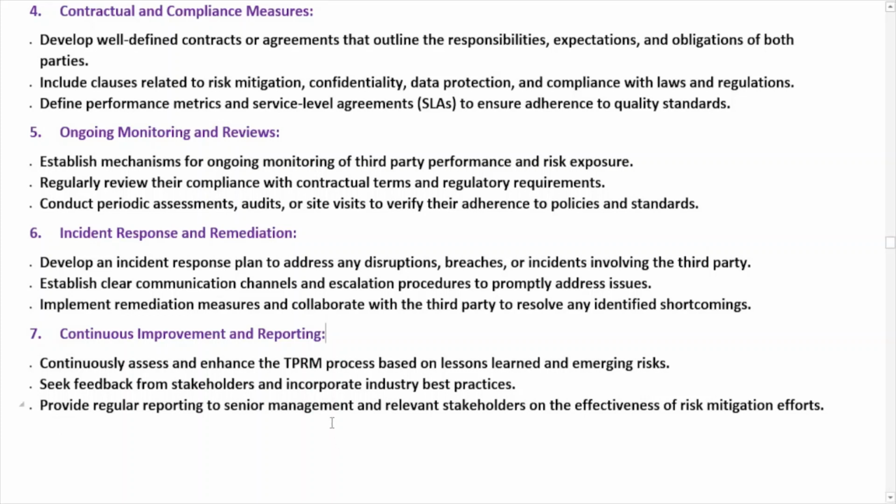Okay, so that is all about the third party risk management process. By following this structured third party risk management process, you can identify and manage all your organization's risks associated with your third party relationships more effectively. This process not only enables your organization to protect its operations, its data, and reputation, but it also ensures maintaining compliance with applicable regulations and industry standards as well.